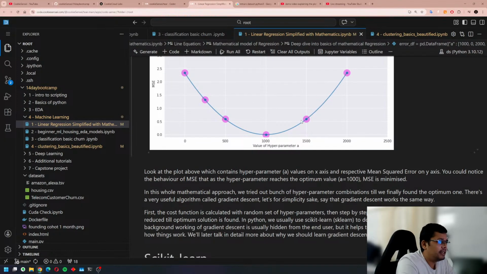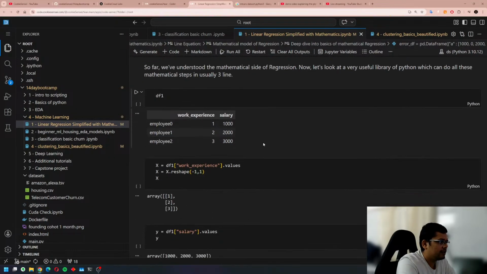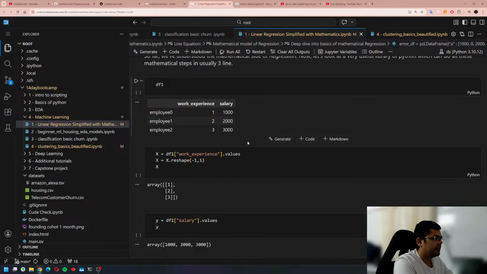So you could see that eventually you would come across a value of the trainable parameter where the error is lowest. And that's where the model performs the best. All right, so let's take a look at this entire process in the scikit-learn way.